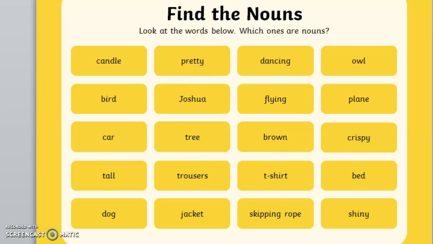We have here many words. Look at the words below. Which ones are nouns? Some words are not nouns. Some words are adjectives. Some words are verbs. So you just have to get the nouns out of this grid. Okay? We're done with this lesson. I will post the answers in a while of the 4 exercises. Enjoy watching these videos.